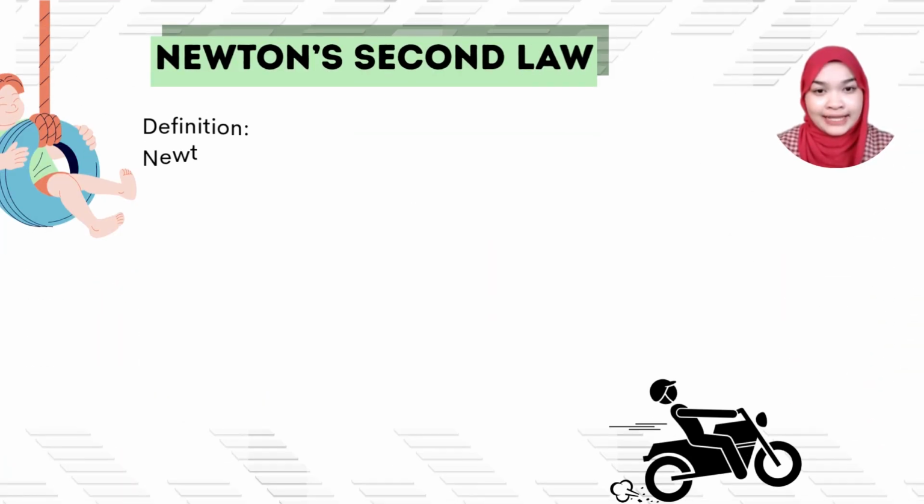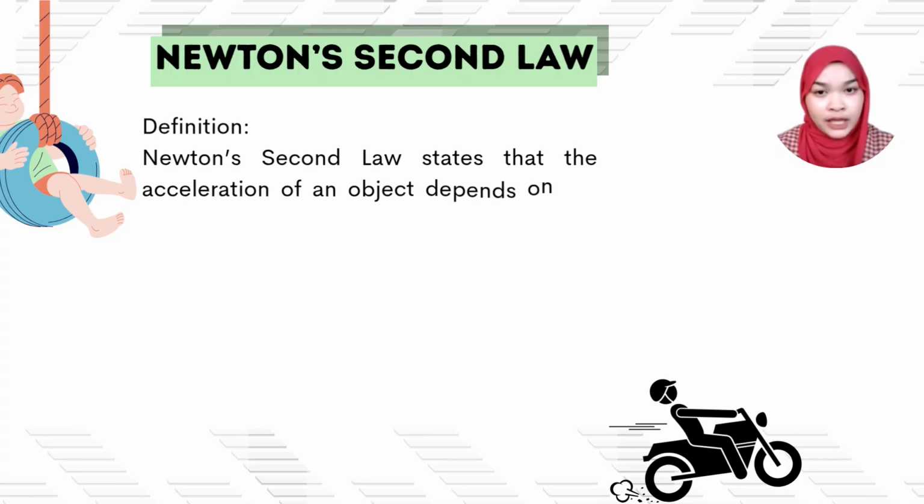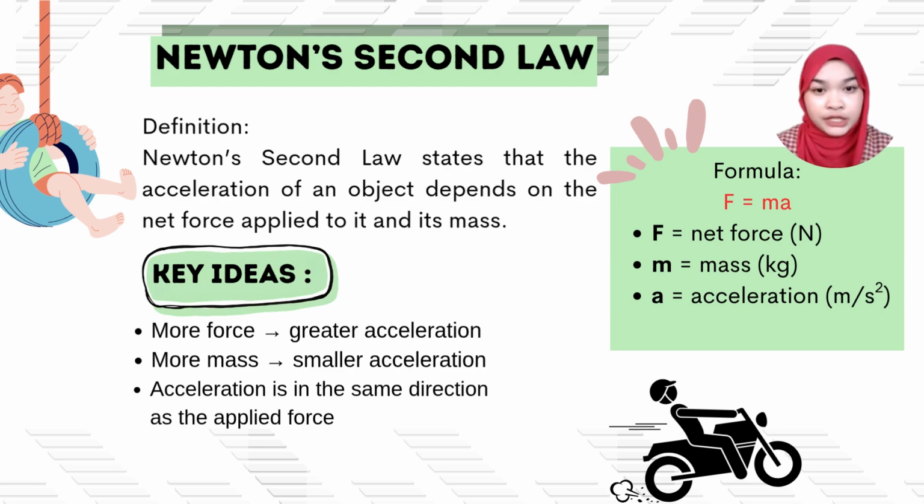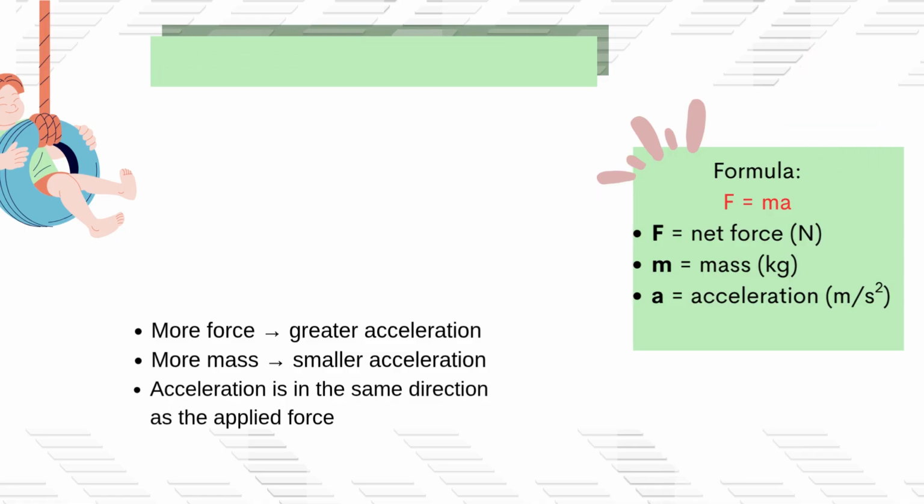Newton's second law. Newton's second law states that the acceleration of an object depends on the net force applied to it and its mass. The formula is F = ma. F stands for net force in the unit Newton, m stands for mass in the unit kilogram, and a stands for acceleration in the unit m/s². So we can conclude that more force means greater acceleration, and more mass means smaller acceleration. Acceleration is in the same direction as the applied force.